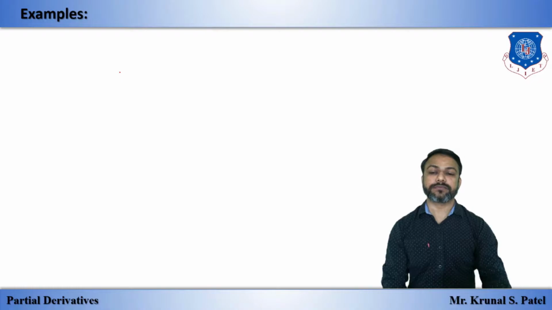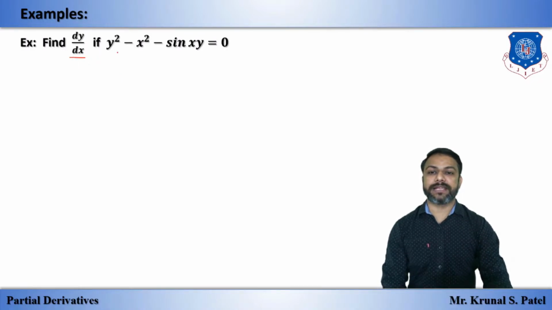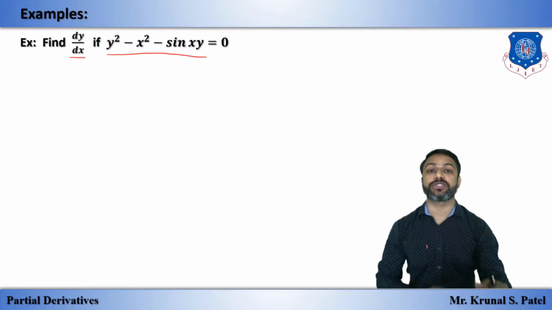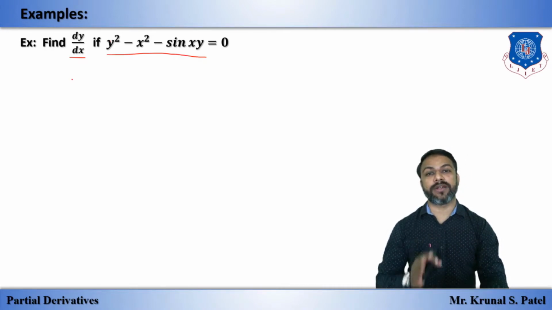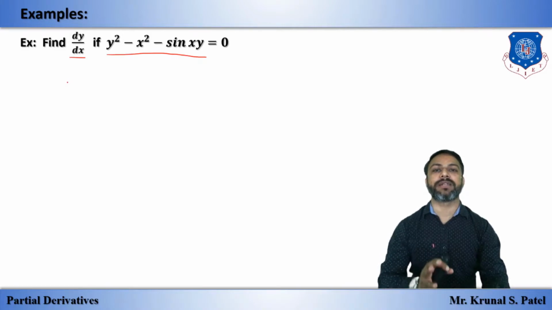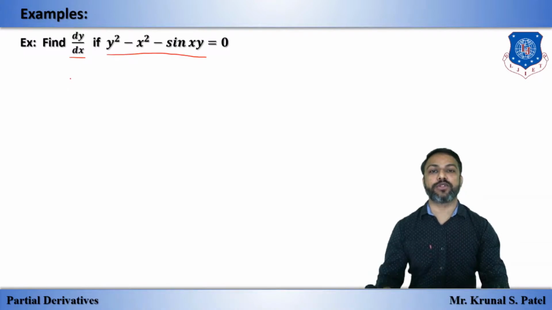Example: find dy by dx if this function is given. This is an implicit function, which is a mixture of x and y, where y is a function of x. This topic you already studied in 12th standard, but you were using a different method there, and here we are using a simple direct formula by using partial derivatives. In 12th standard you didn't know about partial derivatives, that's why you were using that whole process of differentiating with respect to x and everything, but here we are using only the direct formula.